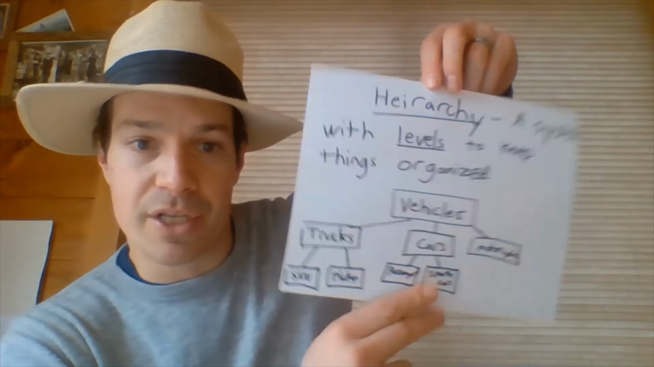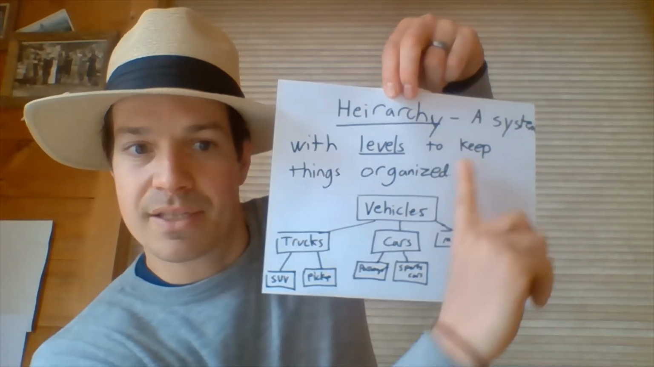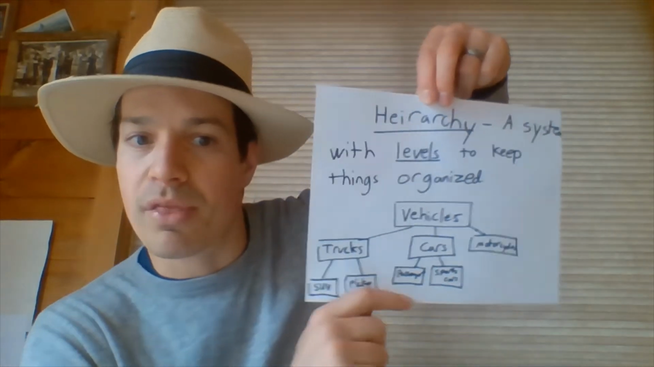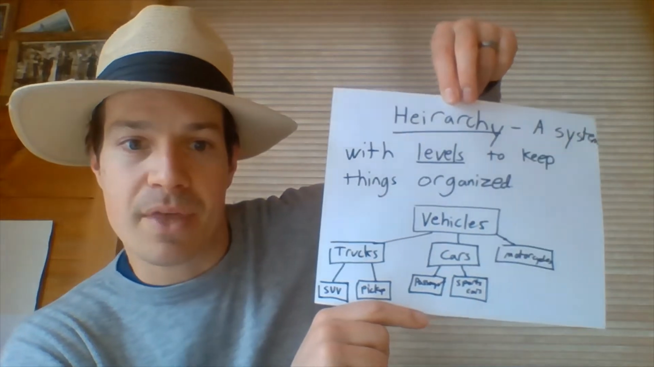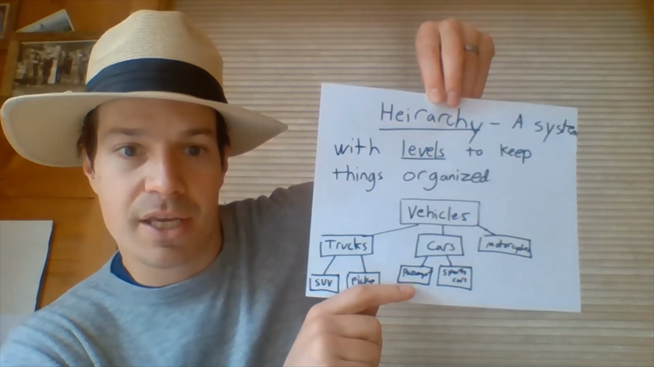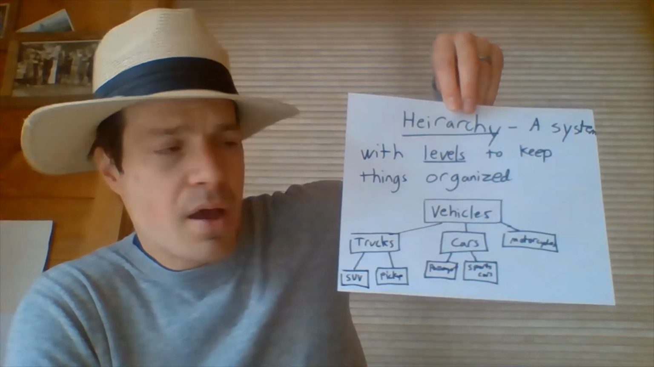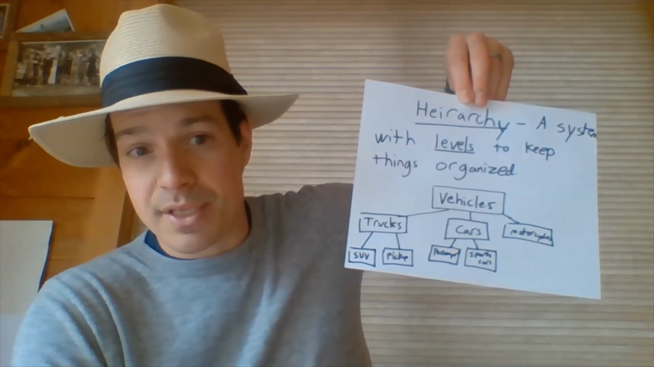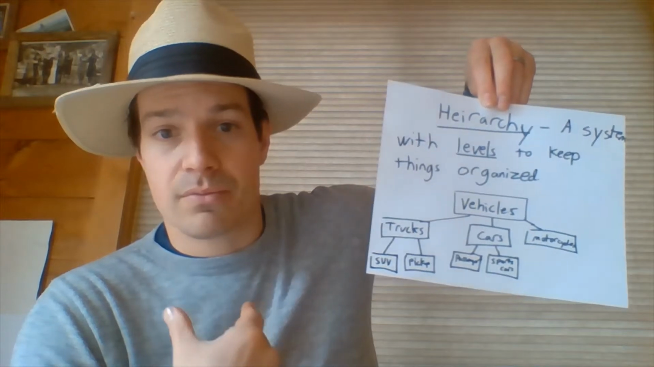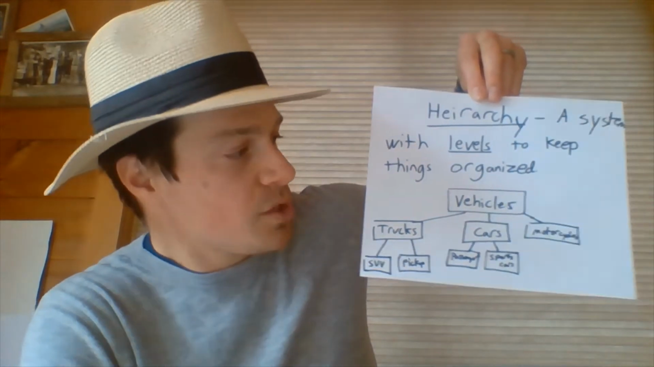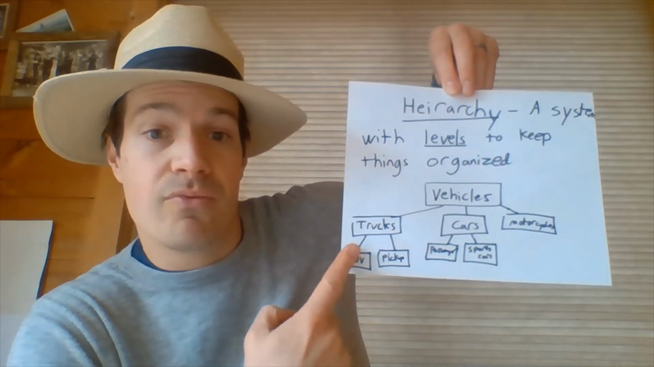To really understand what we're working with, you have to understand this idea of a hierarchy. This is another vocab word you're going to see. A hierarchy is a system with levels to keep things organized. Usually it's leveled, like the top level, second level, third level down. To give you an idea of how a hierarchy works, I made one that was something more common and easy to see. So here's a hierarchy of vehicles.